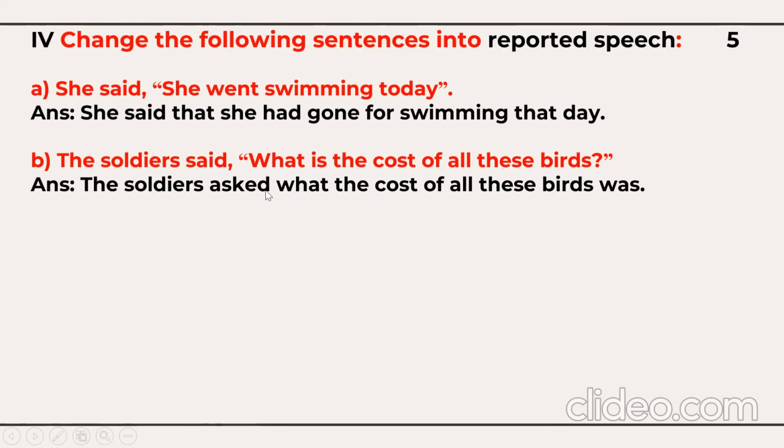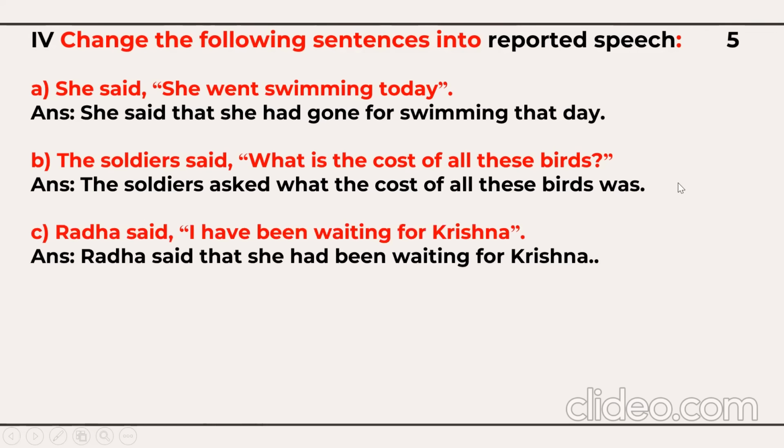The soldier asked, why? It's in the question. What? The cost of all these birds. So when you convert into indirect speech, immediately next to the WH word, there should not be the verb. This verb will go at the end. What the cost of all these birds was, not is, because it's in the past tense, said, so it will become was here. Convert into was, not change, not convert.